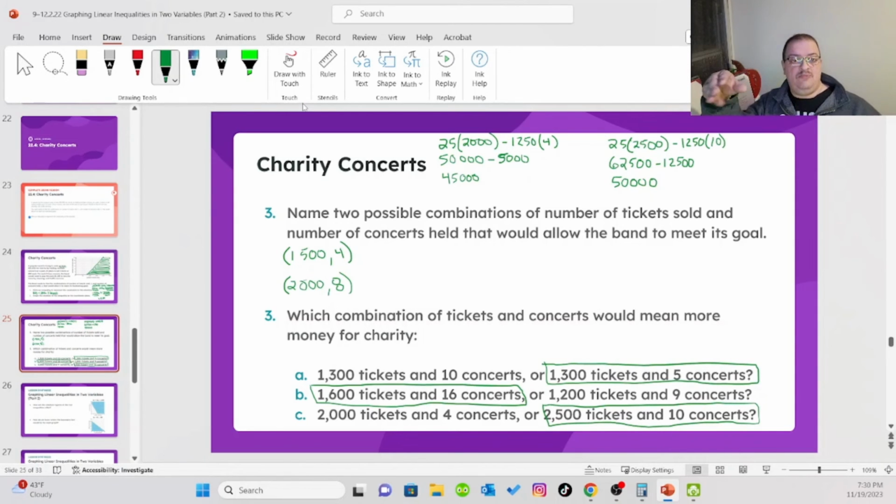So sometimes you can just compare whether points are in the shaded area, on the line, or in the non-shaded area. Other times you might have to actually put in the numbers and calculate it mathematically.